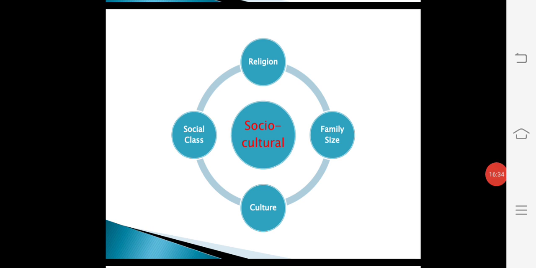Similarly, there is another socio-cultural factor, that is social class. Social classes like upper class, upper middle class, middle class, then lower class. So you see, social classes are divided based on the economic status of people. People belonging to the upper class are very conscious regarding their status symbol. Middle class people are basically conscious regarding their comfort, and lower class people are basically conscious regarding survival.